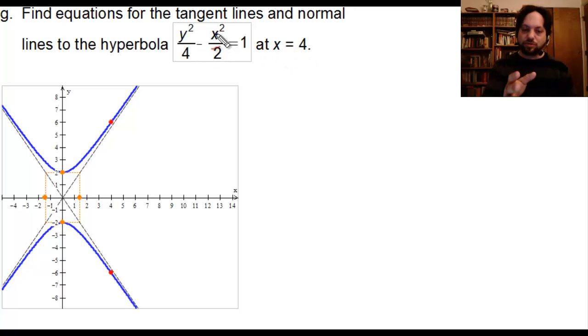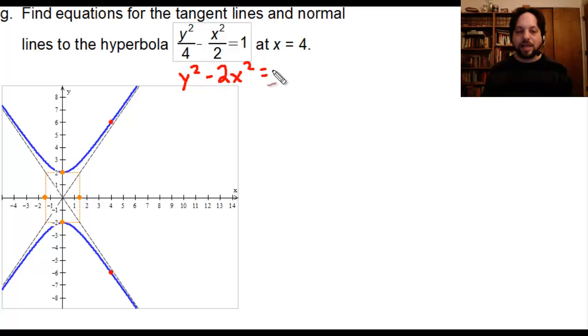If you plug x equals 4 into this equation, solve for y, and I think what you'll get is actually already marked here on the graph. So there are 2 points where x equals 4, and we're going to have to handle both of those. Anyhow, this equation, the first thing I want to do is to clear the fractions out. So I'm simply going to multiply everything by 4. And that will now give me an equation of a hyperbola that does not have fractions.